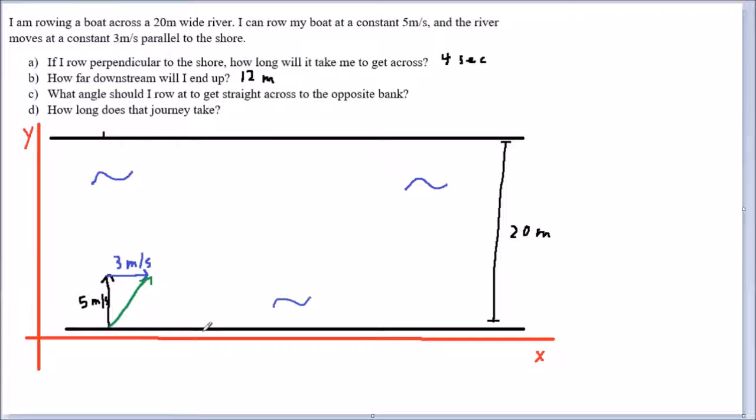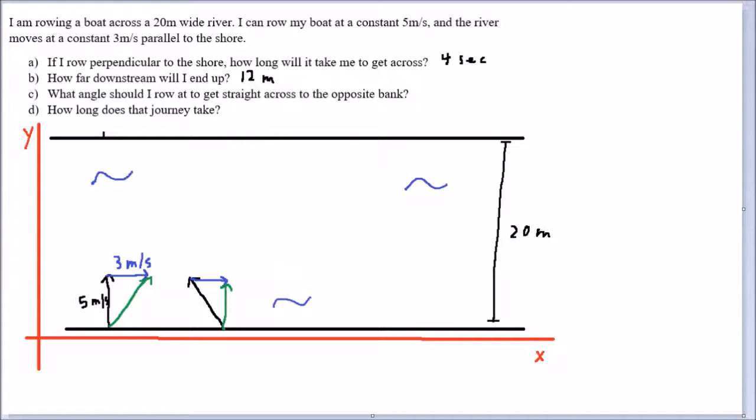I'm going to move my diagram over here and draw a new one. So how would that happen? What angle should I row at to get straight across to the opposite bank? If I row in some direction this way at 5 meters per second, and then the water carries me 3 meters per second in this direction, then there is some angle such that the net velocity is going to be straight in the y direction, so that I end up straight across the river.